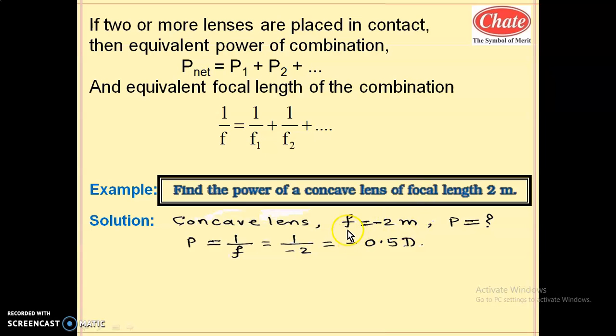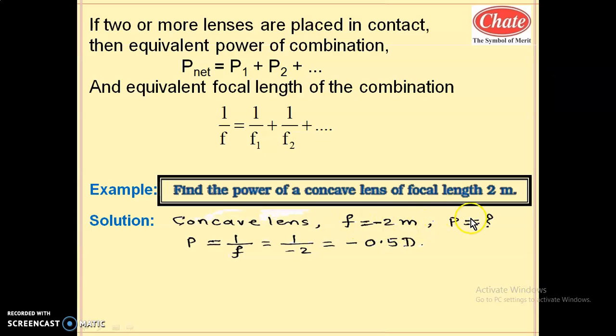For concave, always negative. For convex, plus. Student, you write this down on the first page of your notebook where you write your name. Convex means plus sign and concave means minus sign. It may be a mirror or it may be a lens. Convex means plus, concave means minus. So for concave, the focal length is negative.